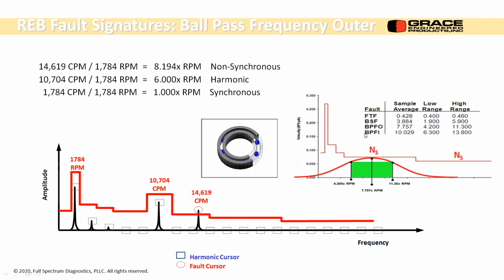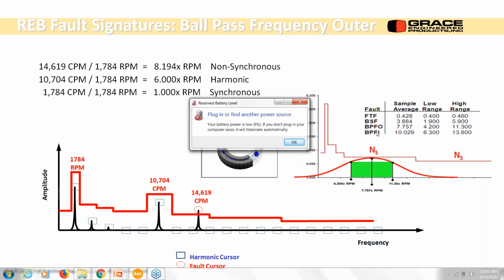My next example is ball pass frequency outer. It's a fault on the outer race, and the balls excite it every time they hit it. Its average is 7.757 times running speed, and the range is 4.2 to 11.3. This one is out here at 14,619. Not sure what it is, so I put my cursor on it, get that number, divide it by running speed, and I get 8.194. It's non-synchronous. It can be either an outer race or an inner race.